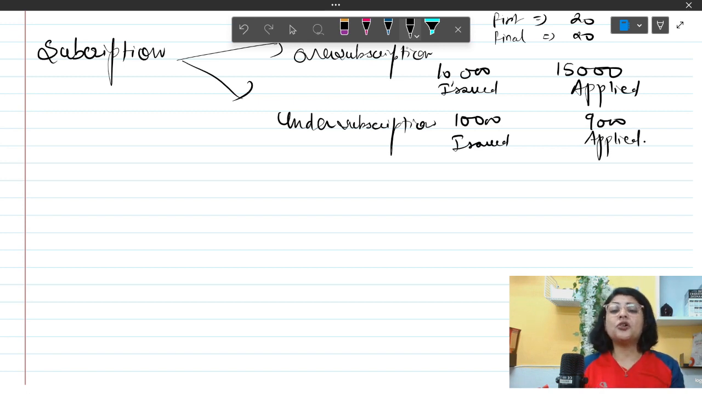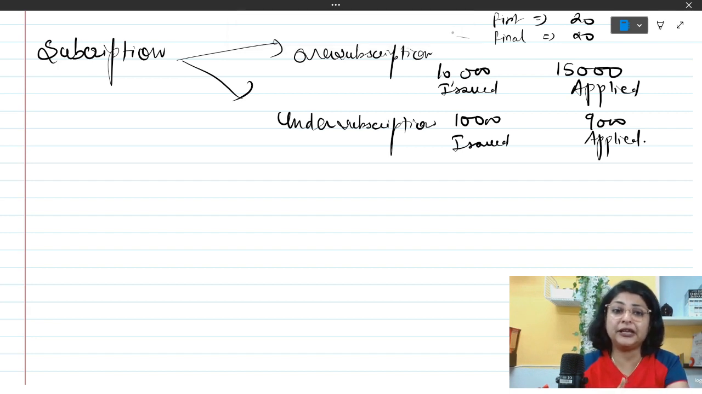Okay, so when the application comes, the company can issue the shares, but only when the subscription is at least 90% of the issued capital. If it is less than 90% of the issued capital, then the company cannot issue the shares. It will have to redo the entire process. This is the requirement again by the Companies Act 2013.